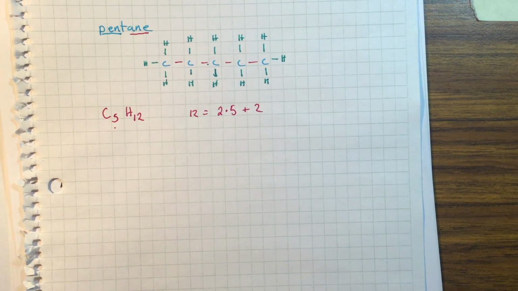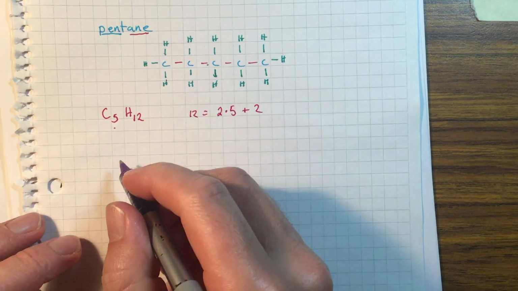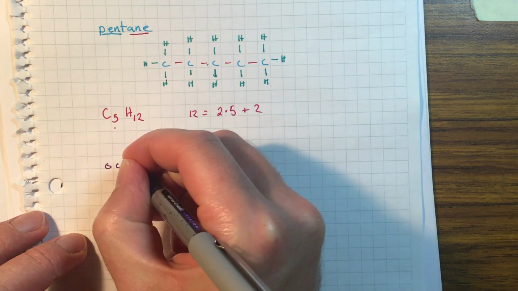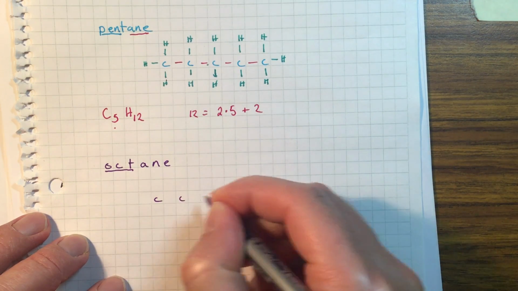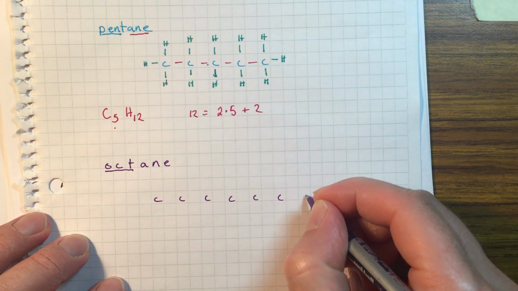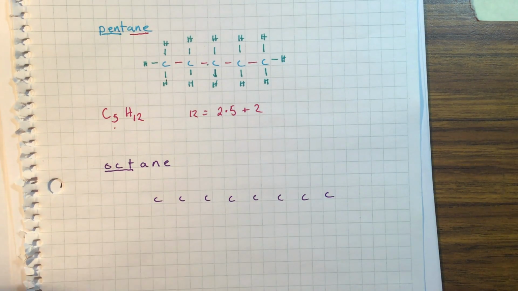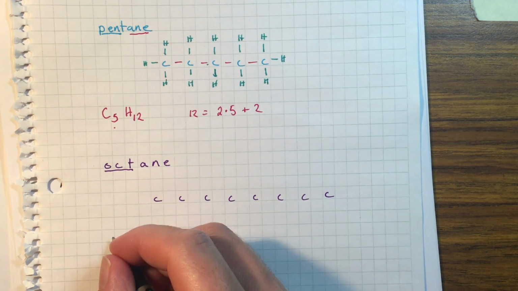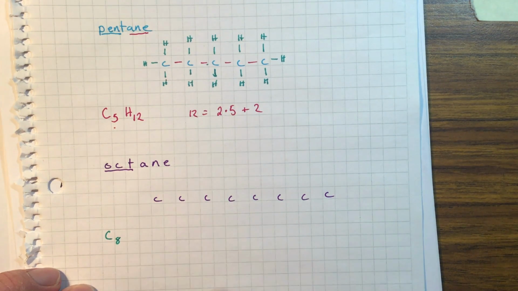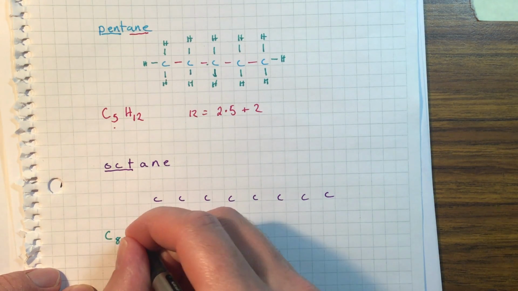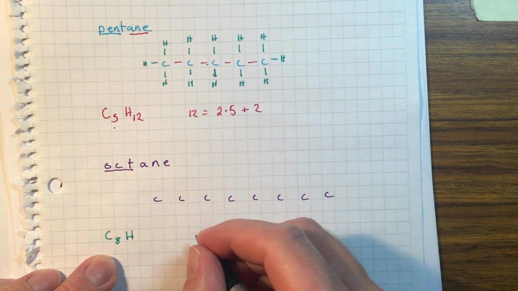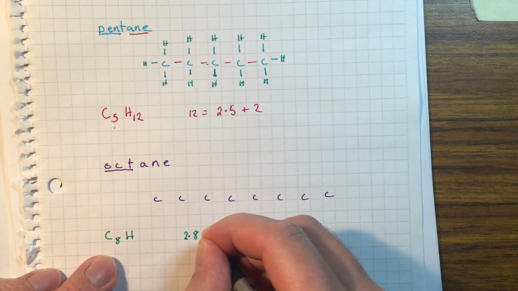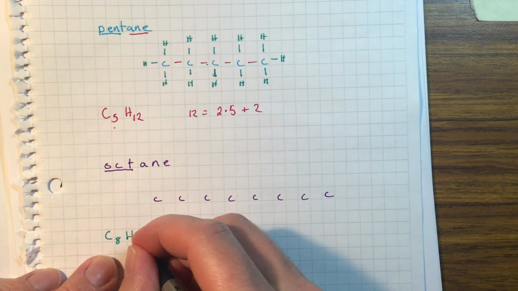All right, let's look at another one. Octane. You hear about that a lot in vehicles, the octane level in the fuel. The oct means there are 8 carbons in a row: 1, 2, 3, 4, 5, 6, 7, 8 carbons. Let's do the chemical formula before we even do the H's. C is 8. Then, to get the number of H's, we do 2 times 8 plus 2, which is equal to 18 H's.